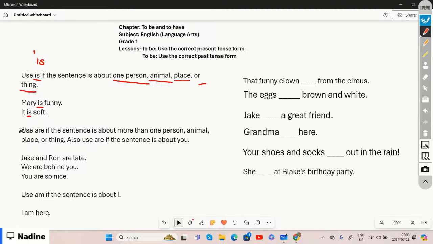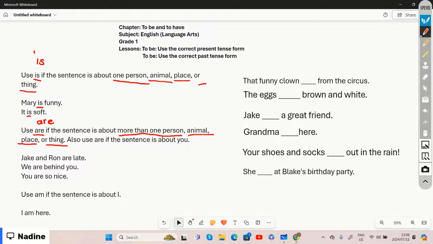Then we also have the word are. So we use the word are. I'm going to write it down. So this word we use if the sentence is either about more than one person, more than one animal, more than one place, or more than one thing. We're referring to anything that is two or more, right?